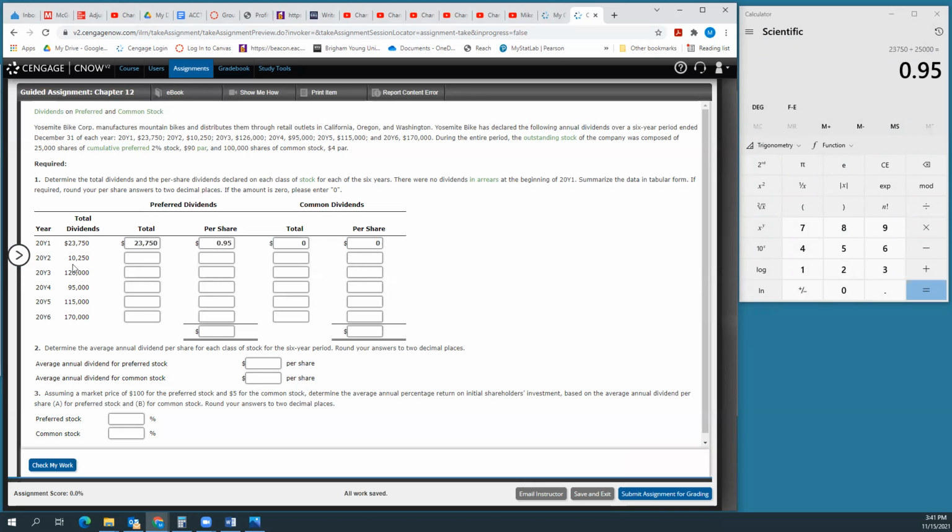In the next year, they only pay 10,250. So again, all of that's going to go to the preferred shareholders because there's not any left over to go to the common stockholders. To figure out the per share dividend, it's 10,250 divided by 25,000 shares, or 41 cents per share. And $0 per share goes to the common shareholders.